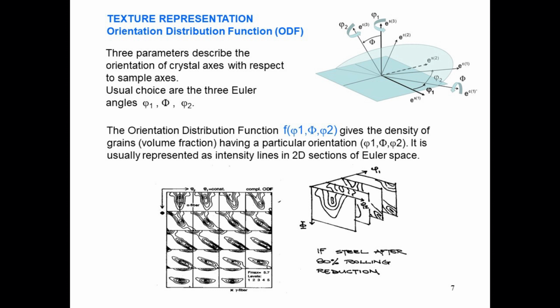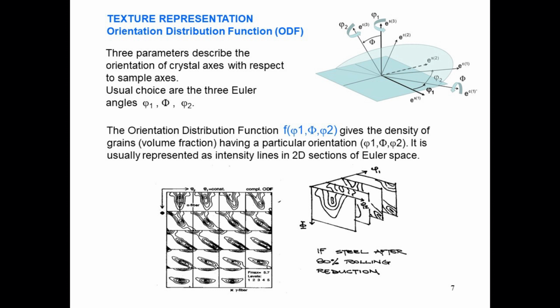The orientation distribution function tells you what is the volume fraction associated with each orientation. So it's a continuum function f of the three angles. This is a three-dimensional space, and by associating an intensity with each point in that space, you are telling what is the concentration of orientations.